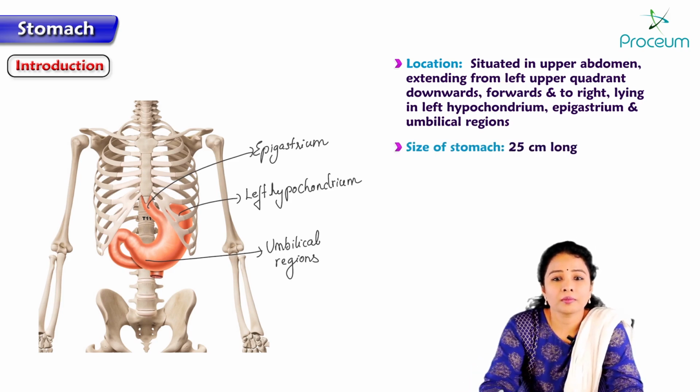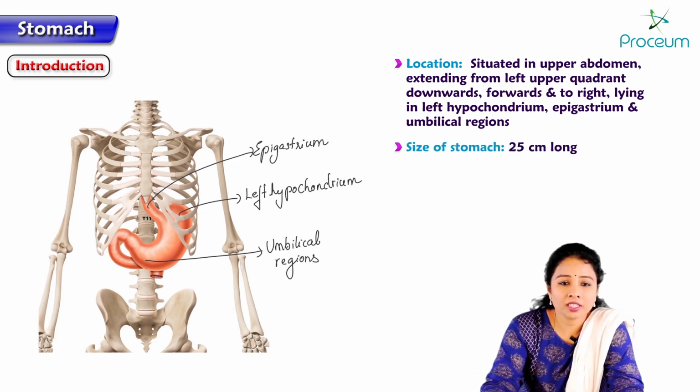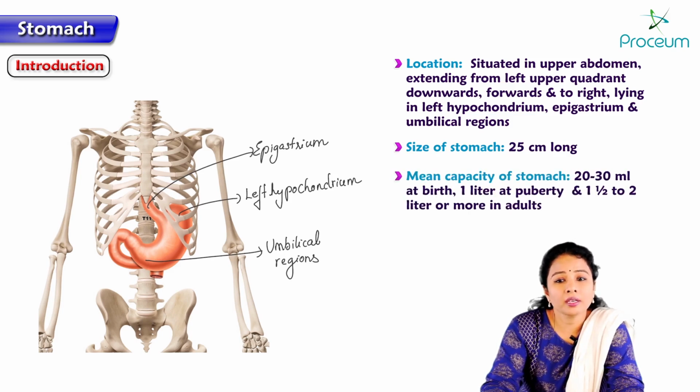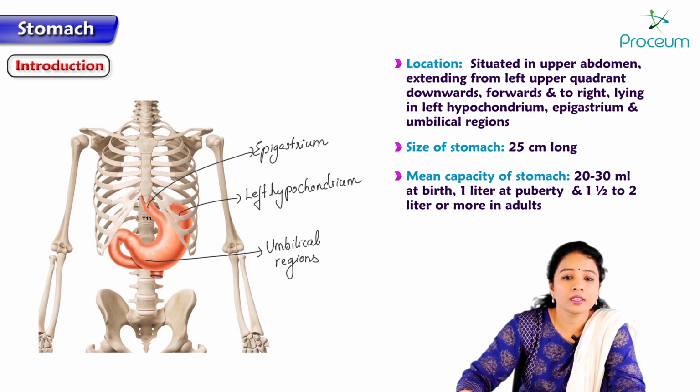Regarding the size of the stomach, it is around 25 centimeters long, and the mean capacity of the stomach at birth is around 20 to 30 ml. In adults, the mean capacity is around 1 liter at puberty and 1.5 to 2 liters in adults.